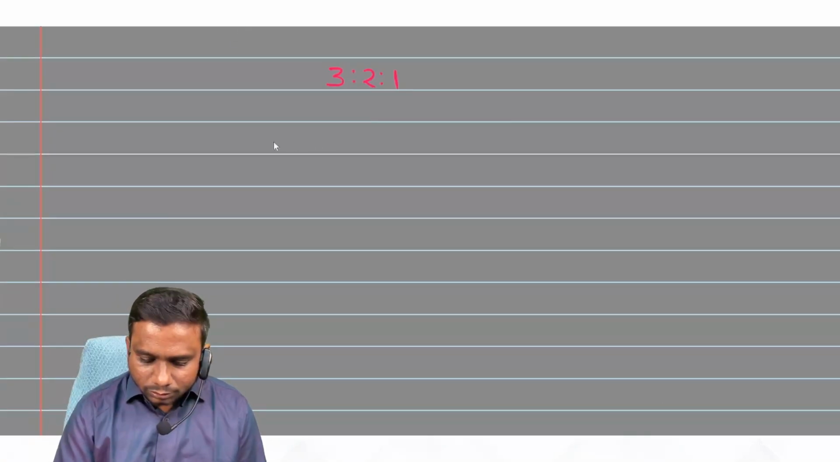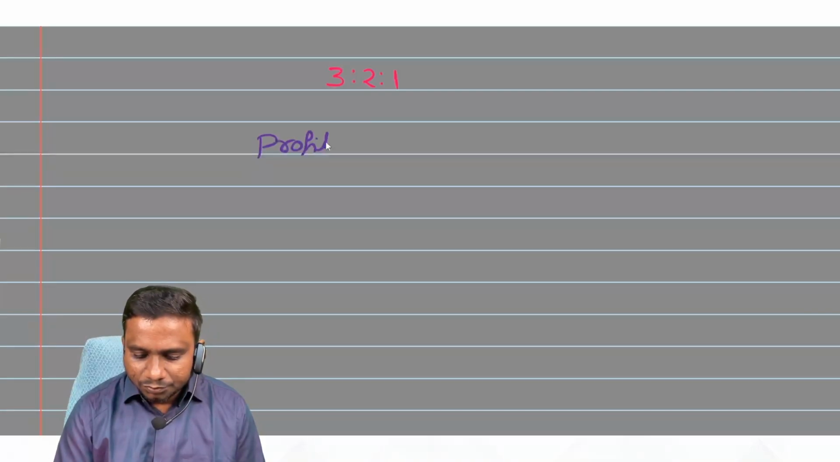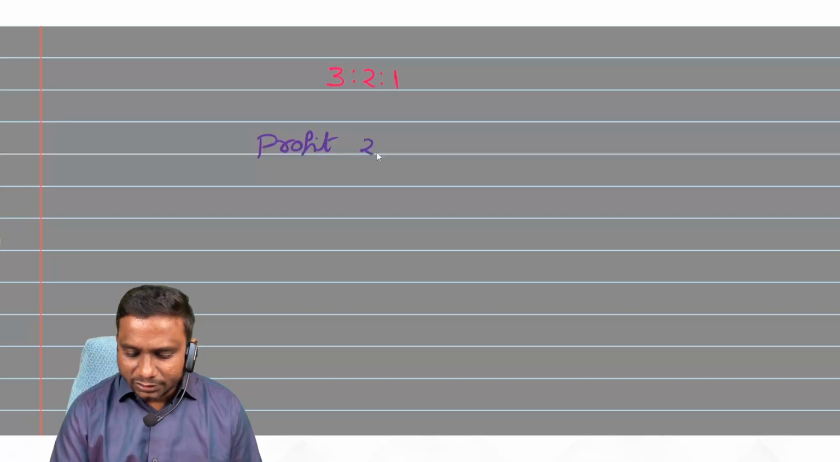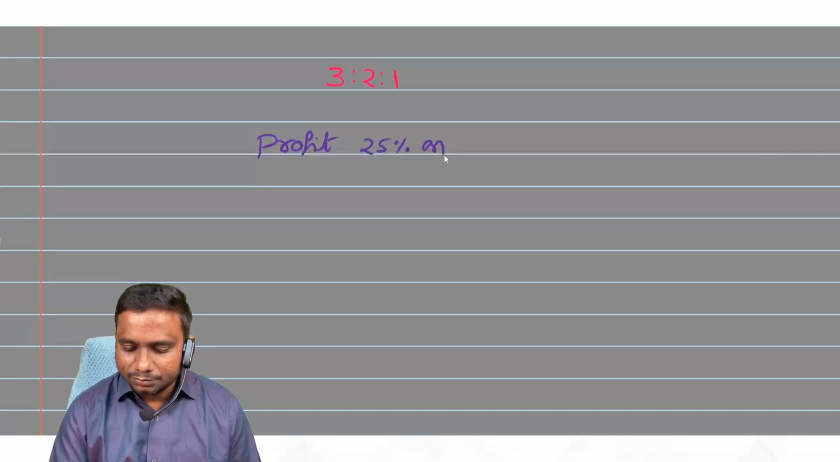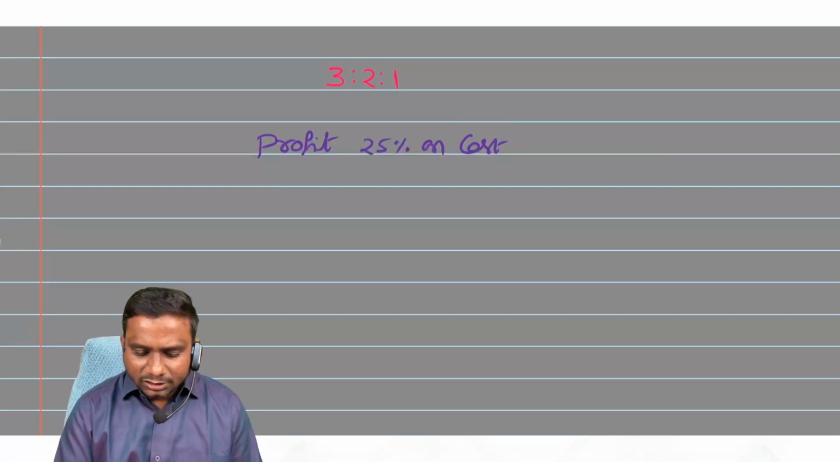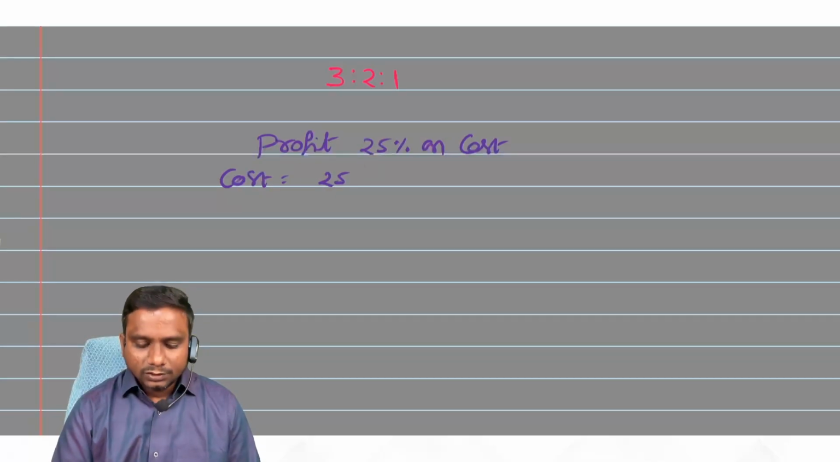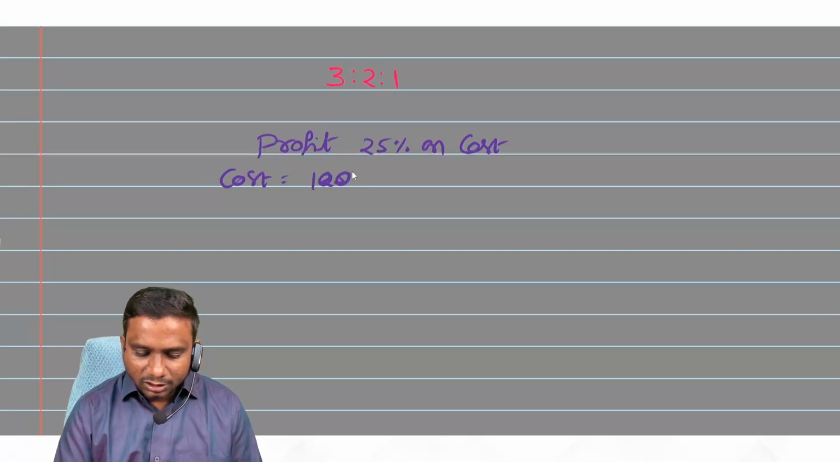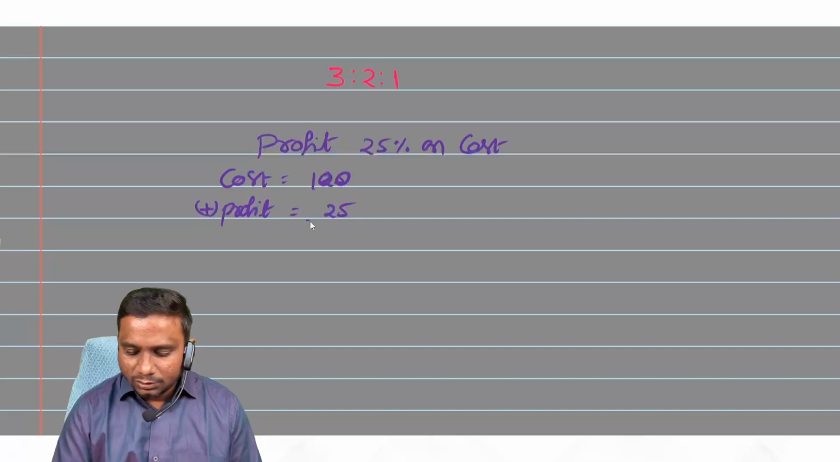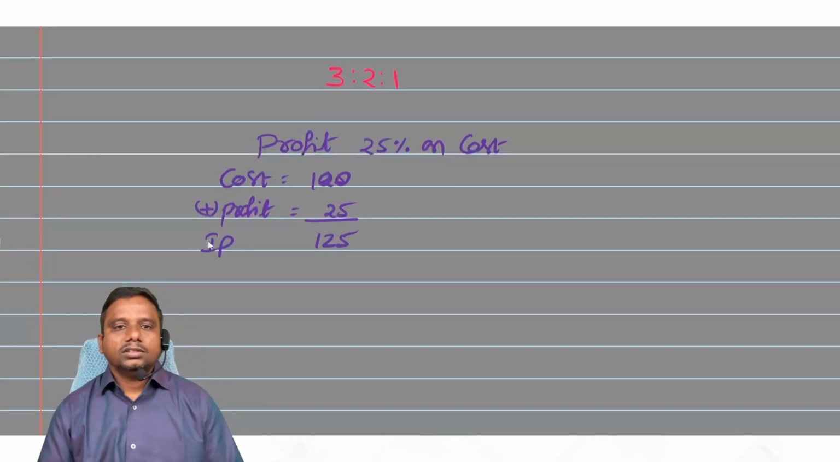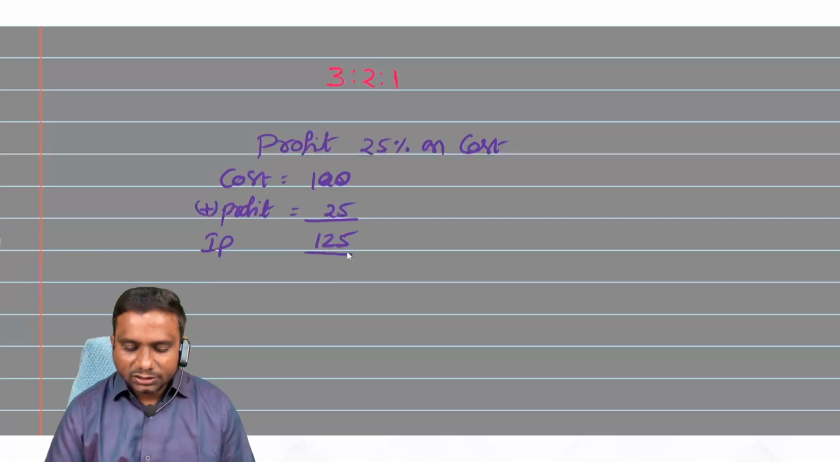Suppose profit is expressed as 25% on cost. In this case, cost is 100, profit is 25. Then what is the invoice price? 125. Invoice price is 125. Yes or no, students?